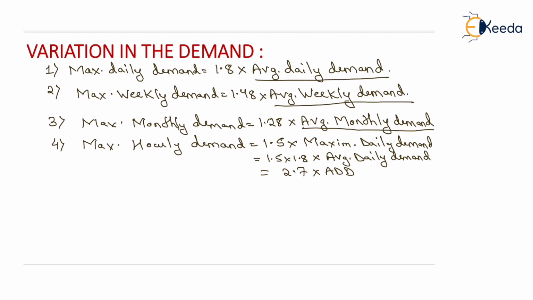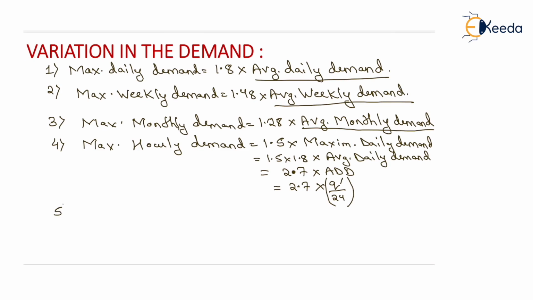Now we want this data on an hourly basis, so we had the average daily demand. Now in one day how many hours will be there? There will be 24 hours. So we just divide that value, that is average daily demand, by 24 and we will get the maximum hourly demand in terms of average hourly demand. We need to multiply it by 2.7.